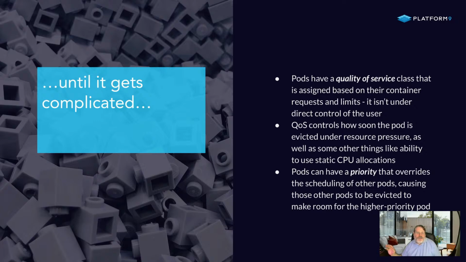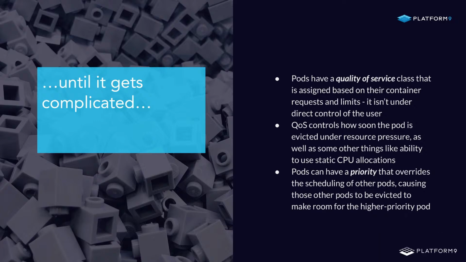Then pods can also have a priority, and that's a totally different thing than QoS. And that actually will allow a pod waiting to be scheduled to override another pod. In other words, Kubernetes will say to the node running a lower priority pod, evict that pod, terminate it, make room for this one, maybe more than one, right? And then the higher priority pod can get scheduled on that node.